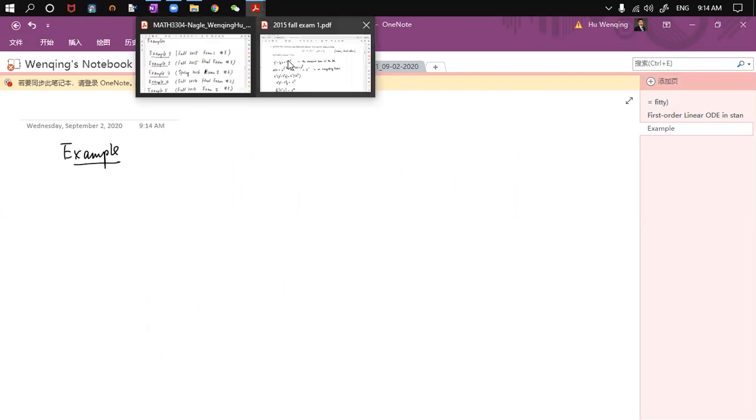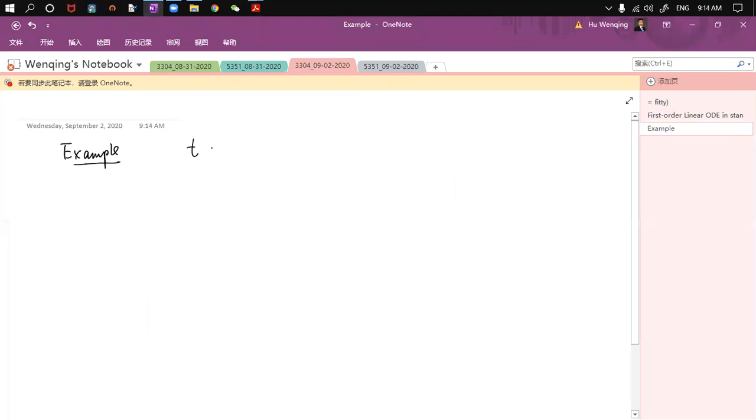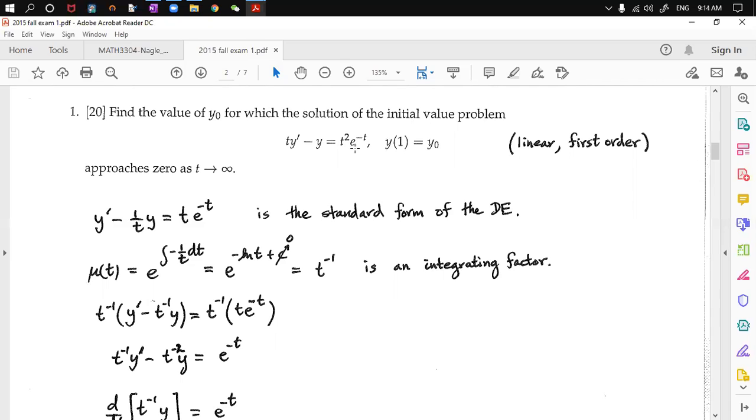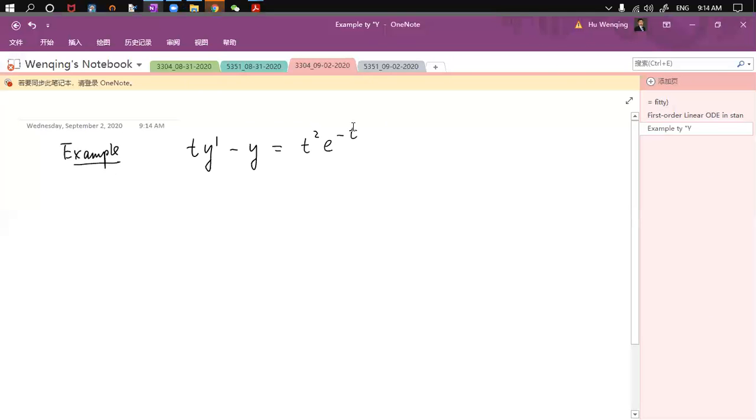Okay, so the equation takes the form t y prime minus y, right? So t y prime minus y is equal to t squared e to the power minus t.